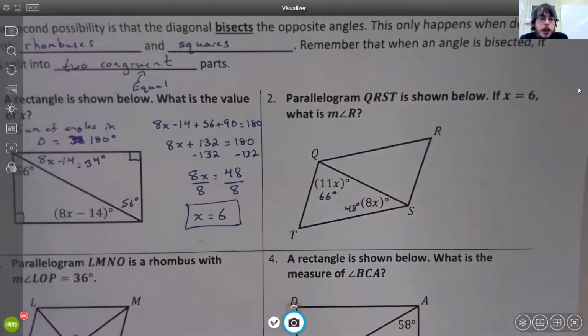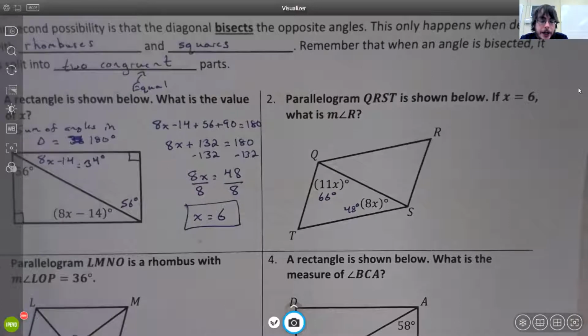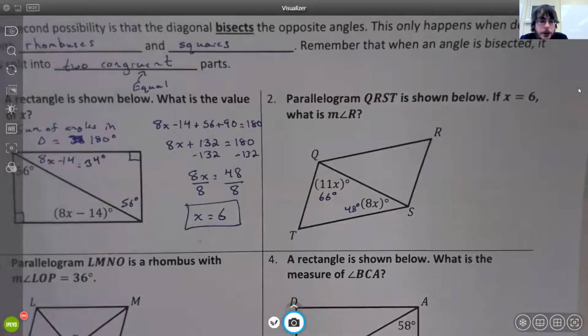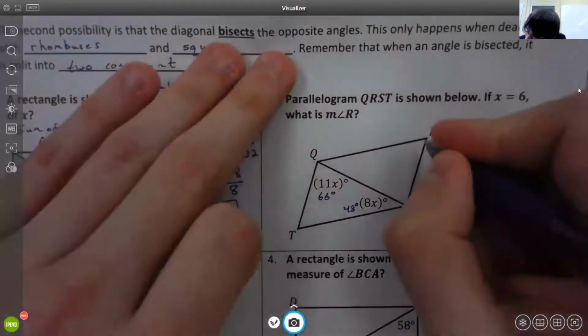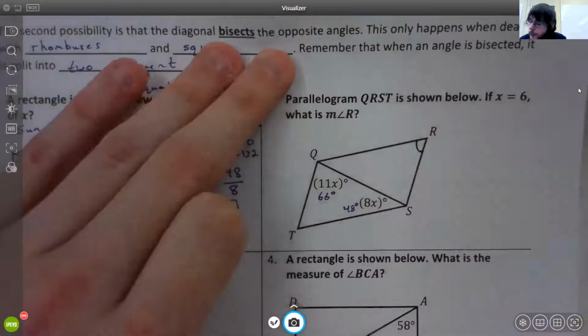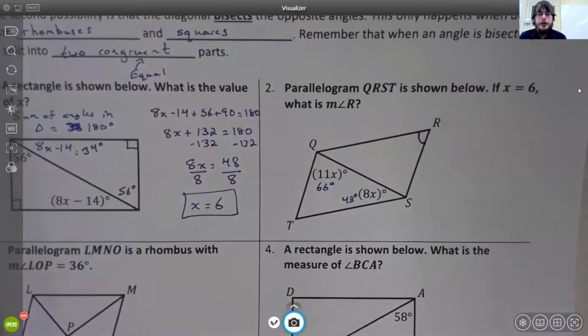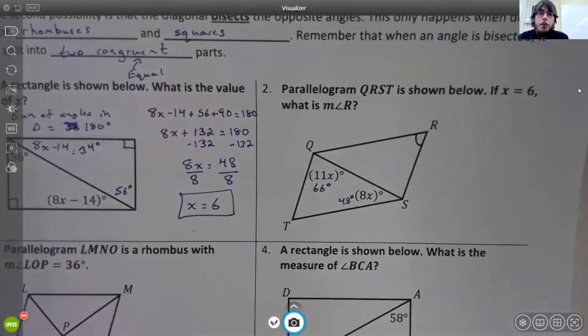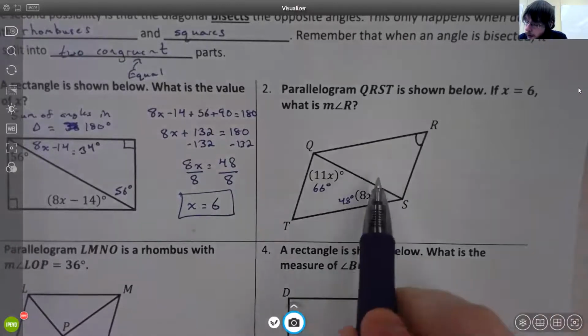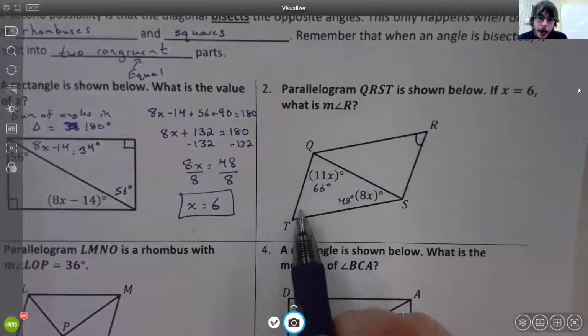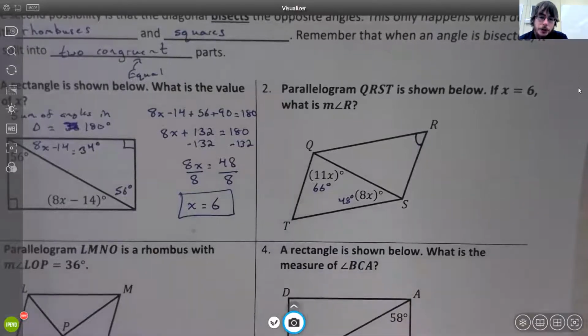Now, the problem comes when we try to figure out what angle R is. There are a few ways that we do this, but I'm going to show you the way that I prefer to do it. If we want to find out what angle R is, if you remember from the previous lesson, we talked about angles in parallelograms and how opposite angles were congruent and consecutive angles were supplementary. So if you look here, we can actually figure out what angle T is using these two angles.